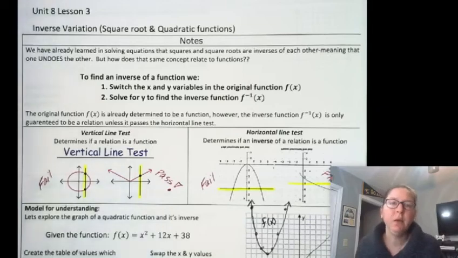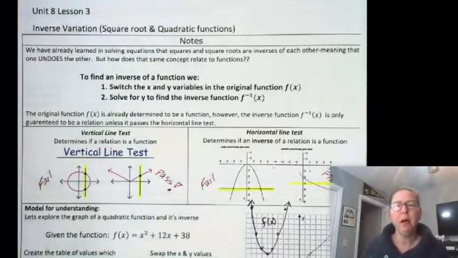Hey guys, today we're going to do Unit 8, Lesson 3, which is inverse variation. This is something probably brand new that we've never heard of before. So I've pretty much typed it all out for you.